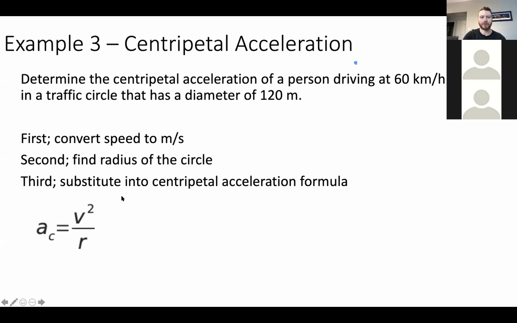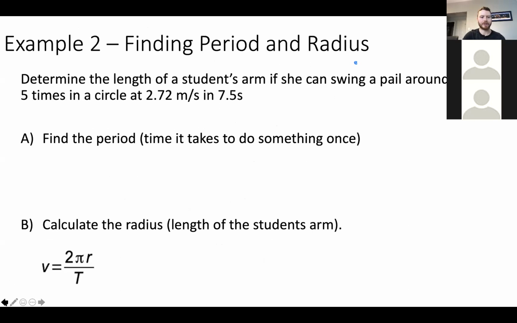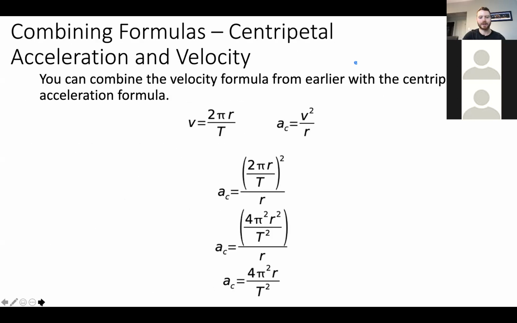Now, let's go back one. I need to go ahead. There we go. So then if we simplify, we'll distribute that square into there. We'll get 4 pi squared r squared over T squared, divided by r. This r and that exponent will cancel, and we'll be left with centripetal acceleration is equal to 4 pi squared r over T squared. And this is on your formula sheet as well. Okay, so that is a good formula there.